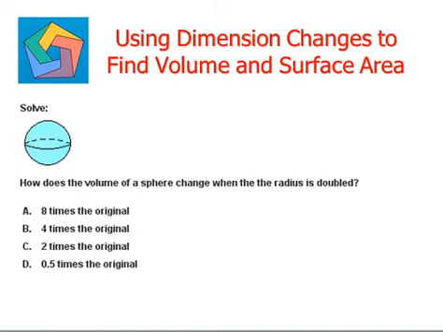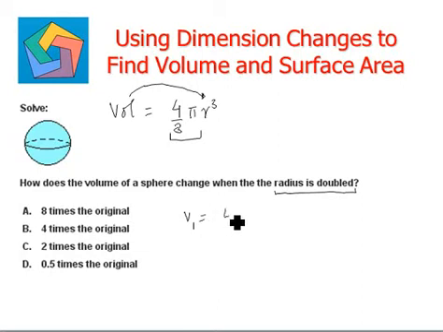How does the volume of the sphere change when the radius is doubled? So here we are doubling the radius. For the volume of a sphere the formula is 4 by 3 pi r cubed. Here we see that the volume is proportional to the cube of the radius. These are all constants, so volume is depending on the cube of the radius. So let's say V1 is the volume originally of a sphere. Now it is saying radius is doubled. Now instead of r we have 2r.